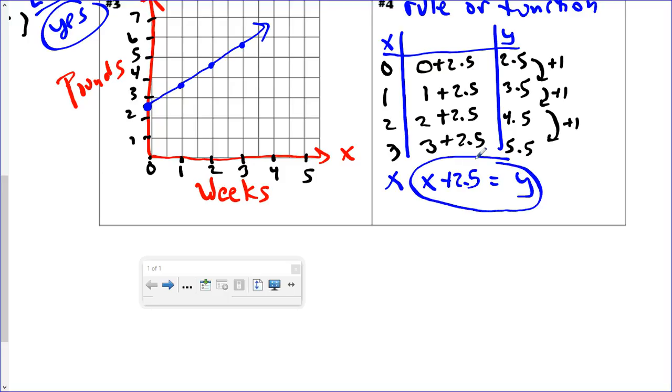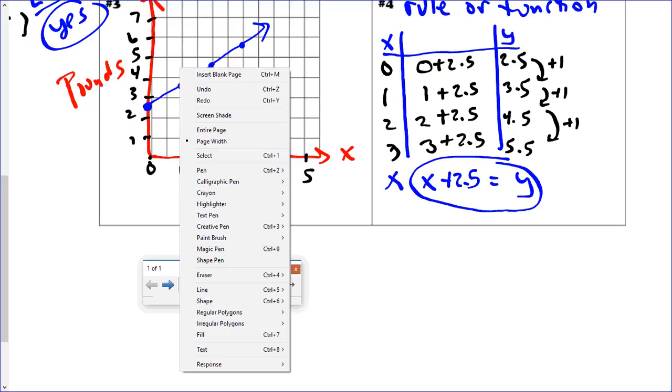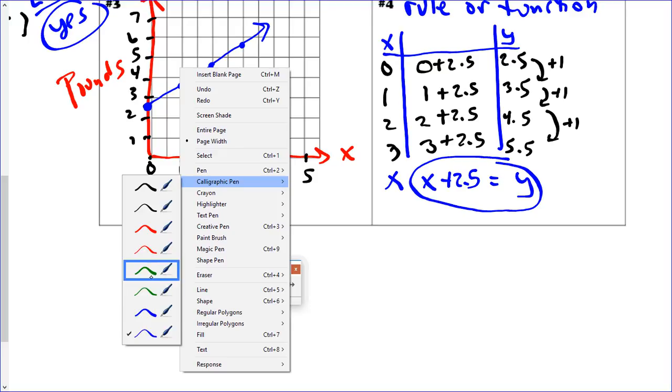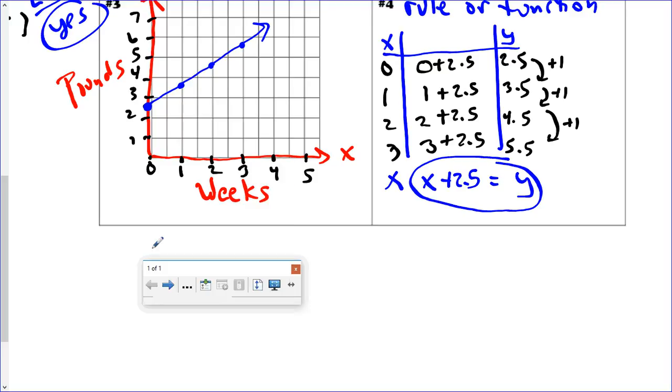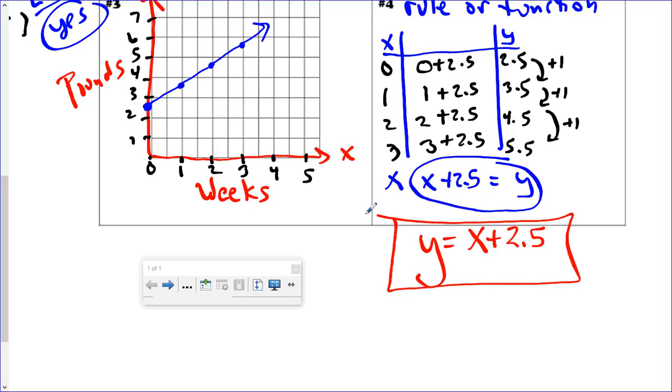So my rule in this case, if I rewrite it in the form that you normally see the function as, we start with y equals, and then we do x plus 2.5. There it is. There's your rule.